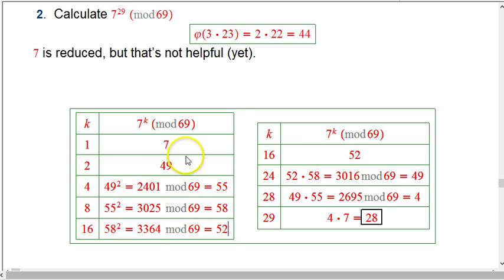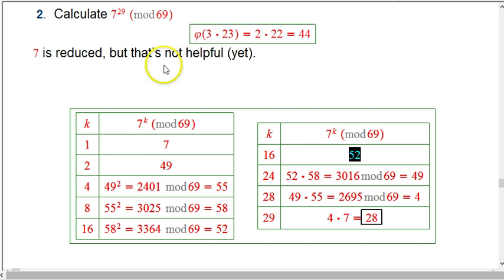Okay, and so that'd be great if we were actually just asked for 7 to the 16th, for example, or 7 to the 8th. We'd be done. But that's not true. We're not actually asked for 7 to such a special power that you can get directly by repeated squaring. But now we're going to use these as building blocks. So I repeated the 7 to the 16th over here is 52.